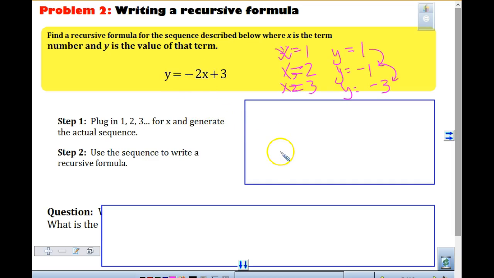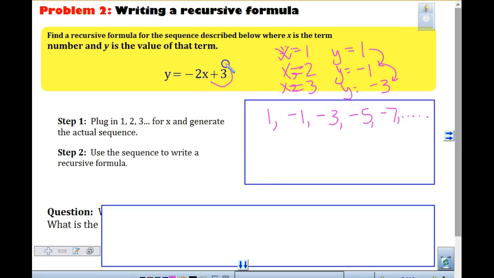So if we are actually looking at this, we want to generate. It says generate the actual sequence. The actual sequence would look like this, right? 1, negative 1, negative 3. Then we would add what? Negative 5, negative 7. So make this list, okay?